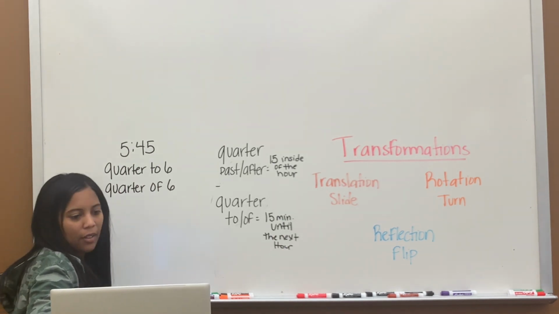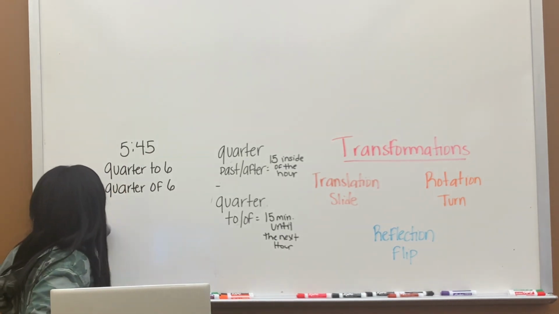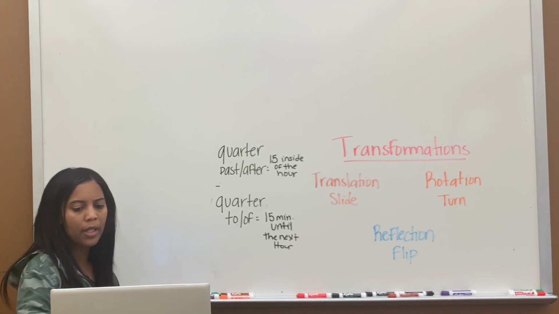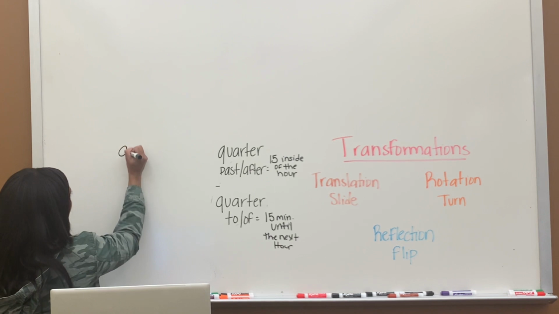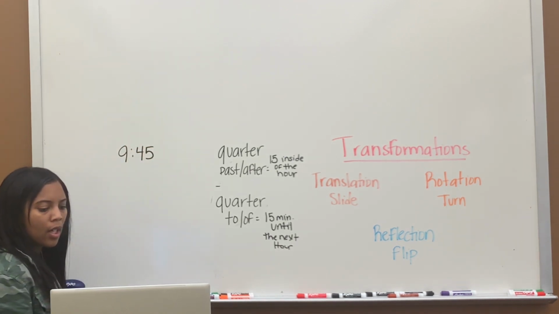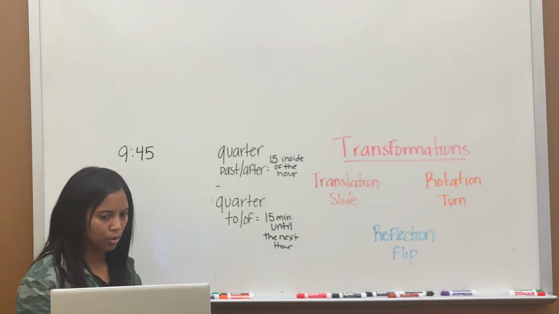That's 5:45. Okay, let's look at number 8, the last one. What time is it? Look at where your hour is and where your minute is. 9:45. So how would I say this? It's a quarter to 10.